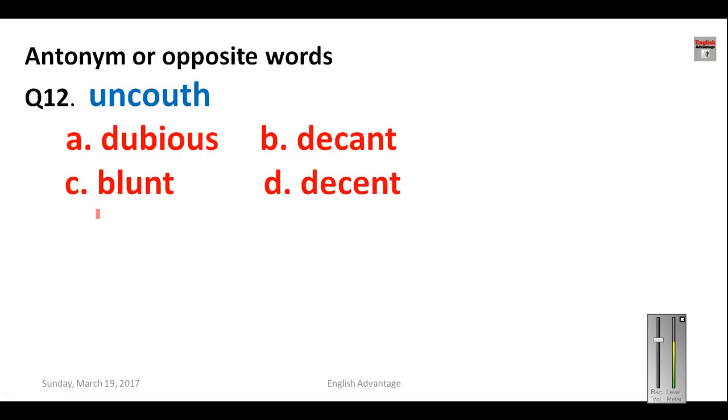Question number 12. Uncouth. If you are uncouth, you are uncivilized. What will be the antonym for uncouth? Your options are dubious, blunt, decant, and decent. Okay, so decant means to pour out or to transfer some liquid from one pot to another pot. And if you are civilized, you will be decent. So here your answer will be D, that is decent, and dubious means doubtful.